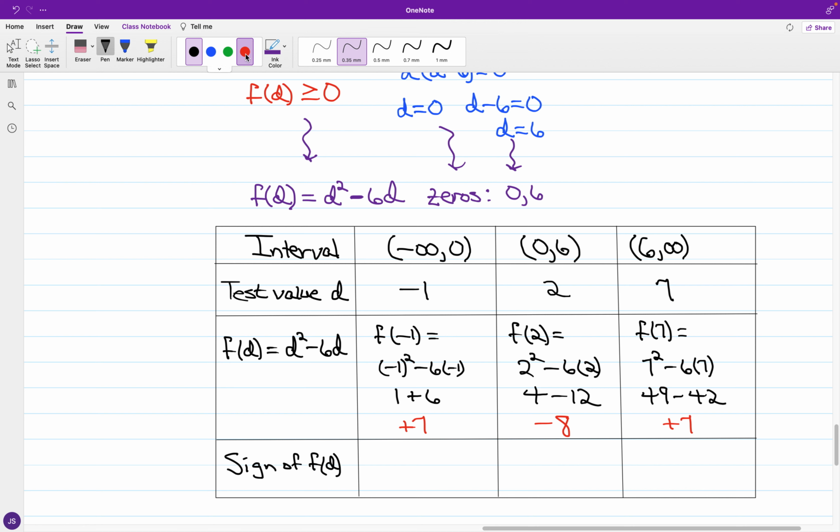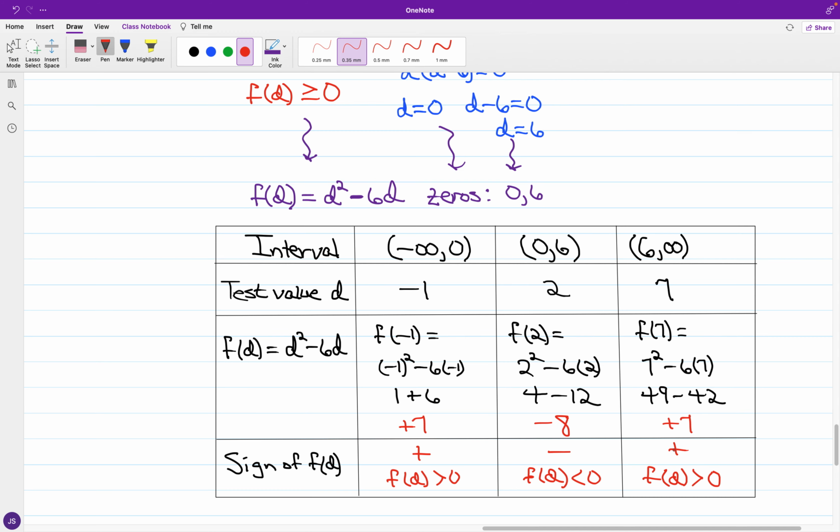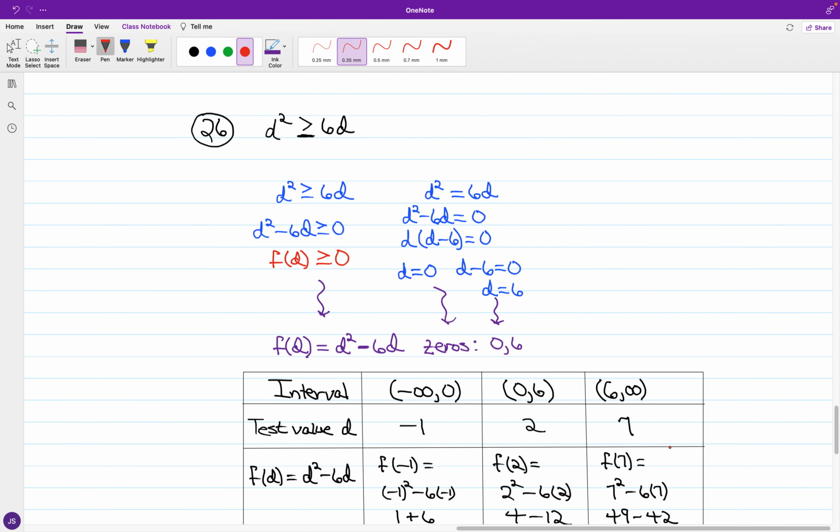And for the sign of f of d, for any negative input, the output is going to be positive. And for the next, the output is going to be negative, whereupon I have that f of d is less than 0, and then for the last, we have a positive output, whereupon we have that f of d is greater than 0.